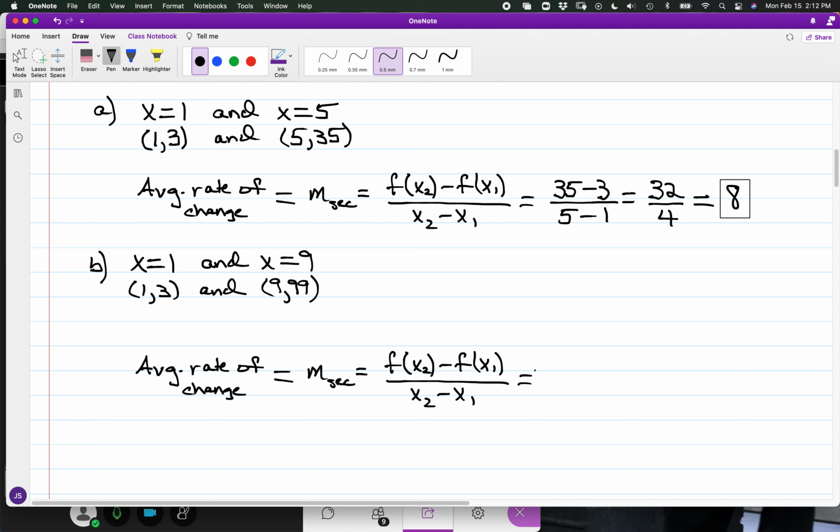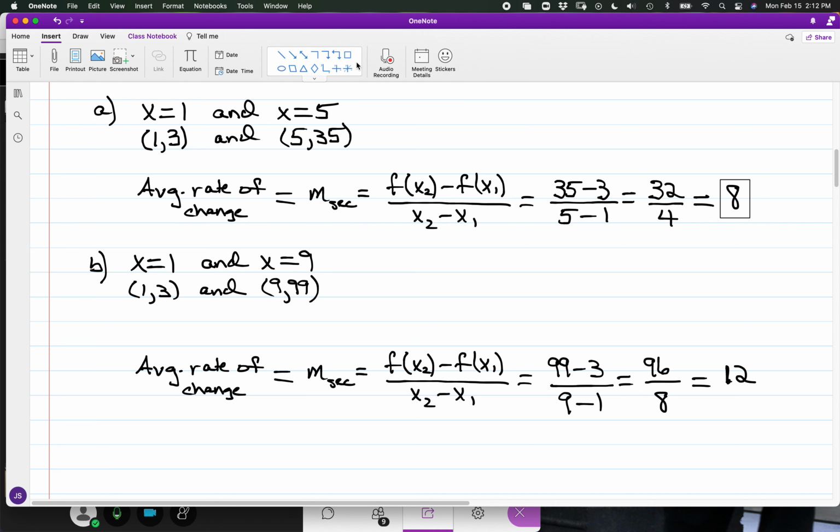So for the average rate of change going from (1, 3) to (9, 99), for the change in y this time we have 99 minus 3, and for the change in x, I have 9 minus 1. 99 minus 3 is 96, and 9 minus 1 is 8. And so going from (1, 3) to (9, 99), the average rate of change between these points is going to be 12 units.